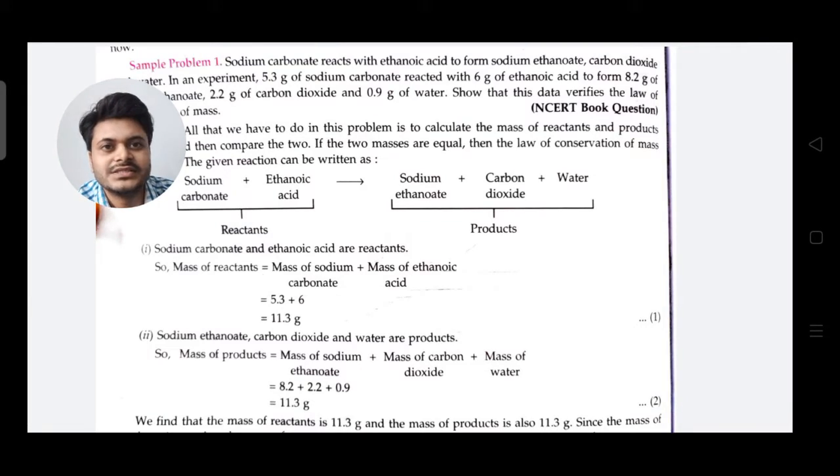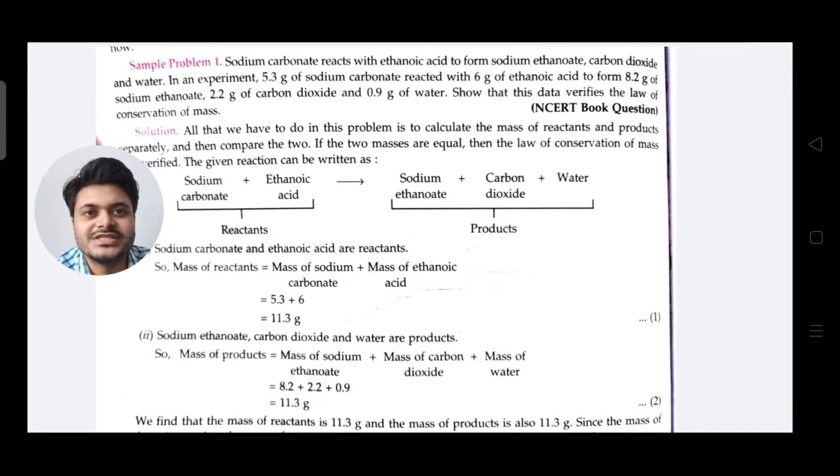So let's see the numericals of the law of chemical combination. So first one, you can see the first question, sample problem 1. Sodium carbonate reacts with ethanoic acid to form sodium ethanoate, carbon dioxide and water. In an experiment, 5.3 gram of sodium carbonate reacted with 6 gram of ethanoic acid to form 8.2 gram of sodium ethanoate, 2.2 gram of carbon dioxide and 0.9 gram of water. Show that this data verifies the law of conservation of mass.